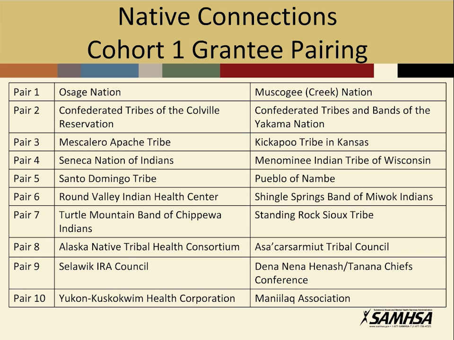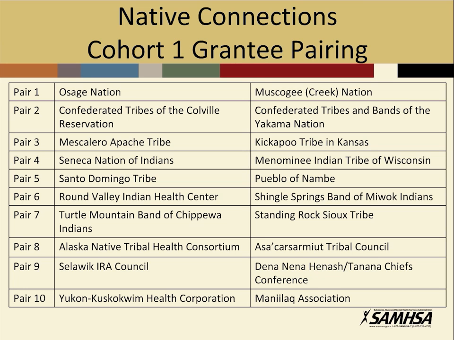Okay. As we continue on here, the Cohort 1 grantee pairings are on this slide, and part of this grant was to pair up each of the grantees with another one for mentoring and to work with each other through this process. So our first pair is the Osage Nation and the Muskogee Nation. The second pair is the Confederate Tribes of the Colville Reservation and the Confederate Tribes and Bands of the Yakima Nation. Our third pair is the Mescalero Apache Tribe and the Kickapoo Tribe in Kansas.